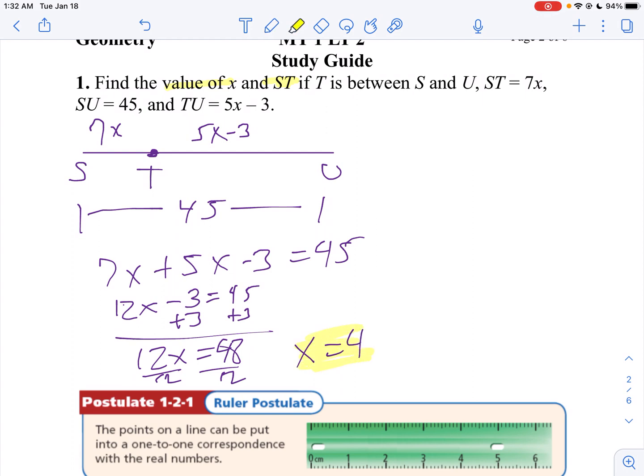However, if you do this on a quiz or a test, you're going to get some points marked off because you haven't done the question. The question tells us to solve for x, which you did. It also says find the value of ST.